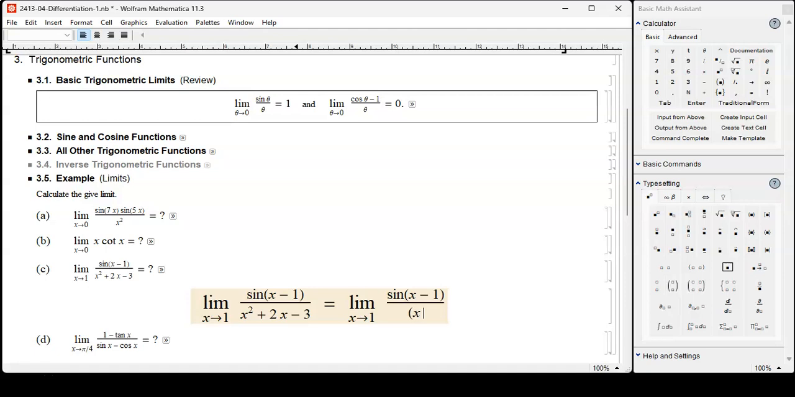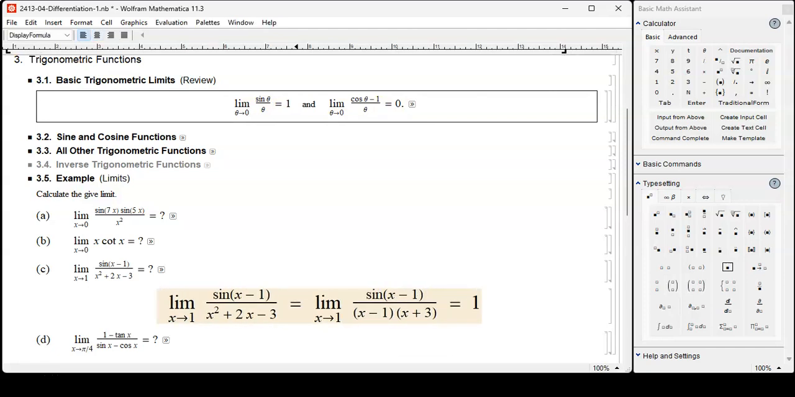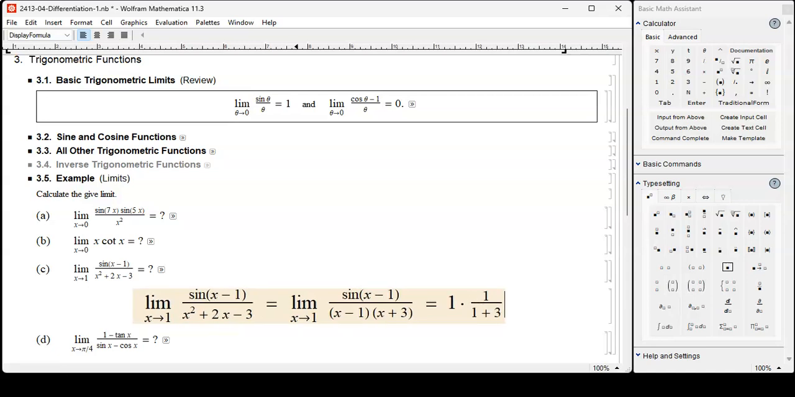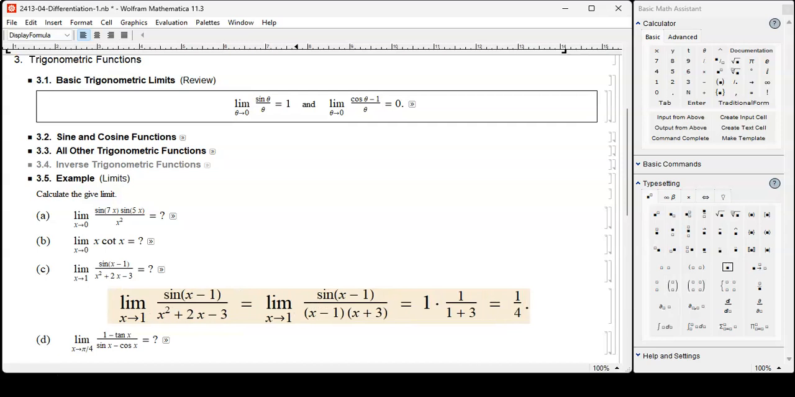Factor the denominator. X plus 3, no problem there. Plug in x equals 1, that's going to 4, no problem. X minus 1 is going to 0, x minus 1 going to 0, same theta. So this one over that one is going to 1. So what is this? 1 times 1 over 1 plus 3, 1/4. So sine of theta over theta is 1.